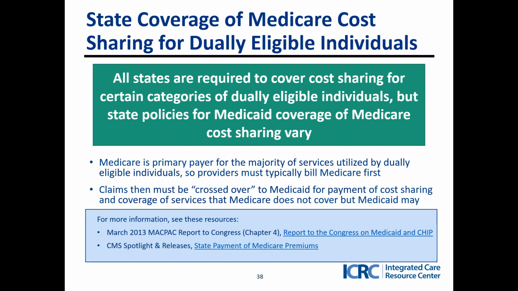Typically, Medicare is the primary payer for the majority of services utilized by dually eligible individuals. So providers must usually bill Medicare first. After Medicare is billed, claims then must be crossed over to Medicaid for services that Medicare doesn't cover, but that Medicaid might. We're going to talk a little more about cost sharing on the next couple of slides, but for a deeper dive into state coverage of Medicare cost sharing, see the resources at the bottom of the slide. Next slide, please.